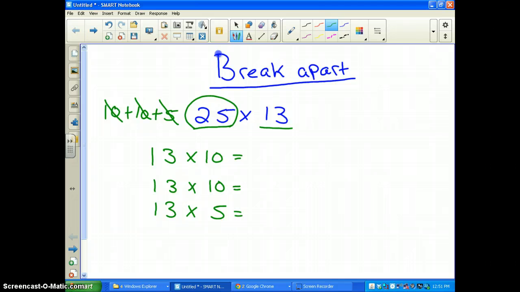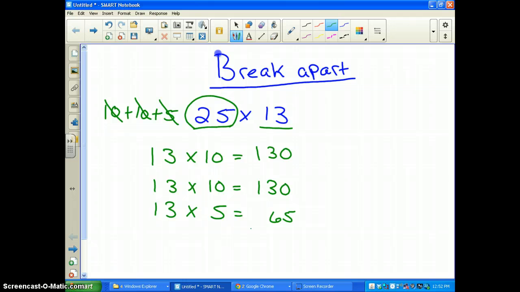We know that 13 times 10 is 130. We know that 13 times 10 is 130. And we know that 13 times 5 is half of 13 times 10. So we've got to figure out what is 130 and then half of that. Well, half of 130 is 65.